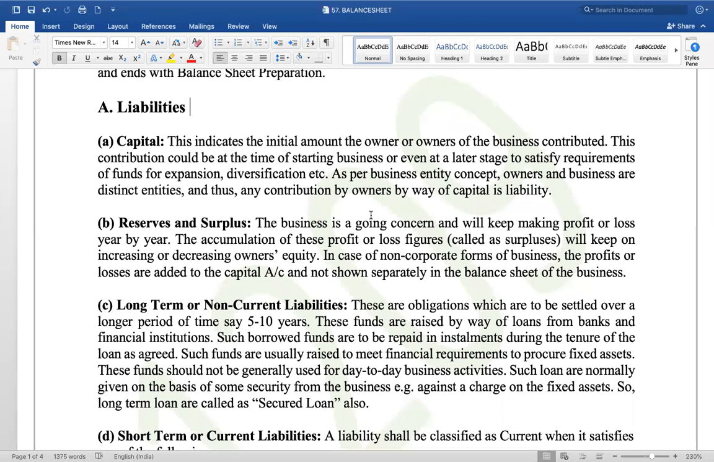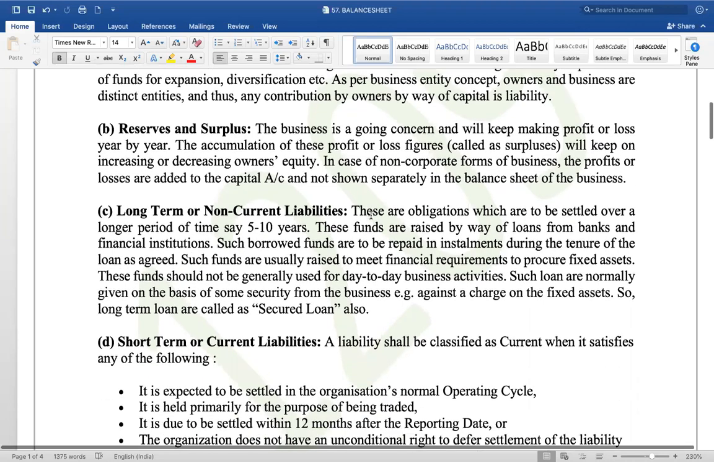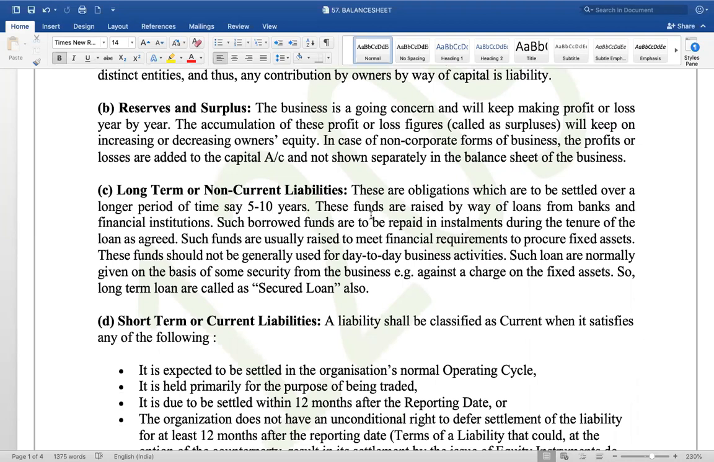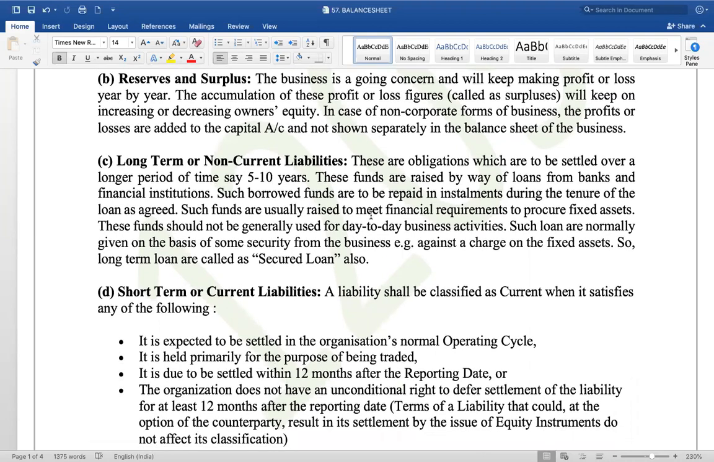So therefore, for the company, the capital is a liability, because the owner and the organization he owns are different, I told you already. Now when we talk about accounting principles, we'll discuss this in even more detail. I'll come back to this concept once again. Now, capital is one of the items of liabilities. Then B, reserves and surplus.